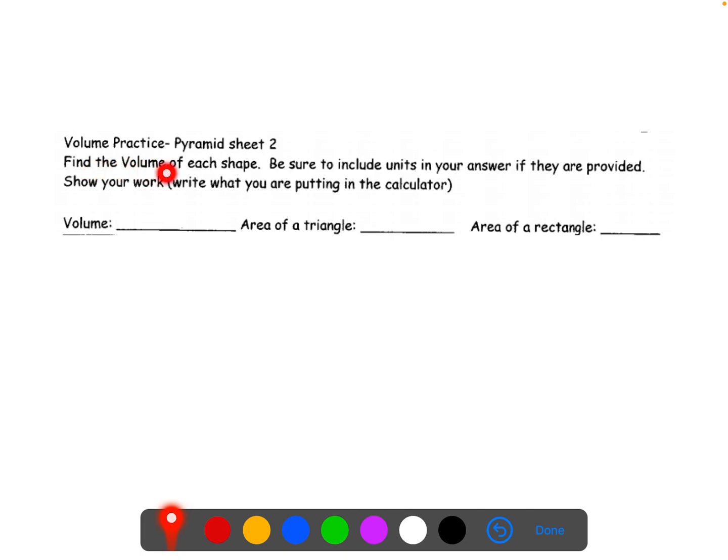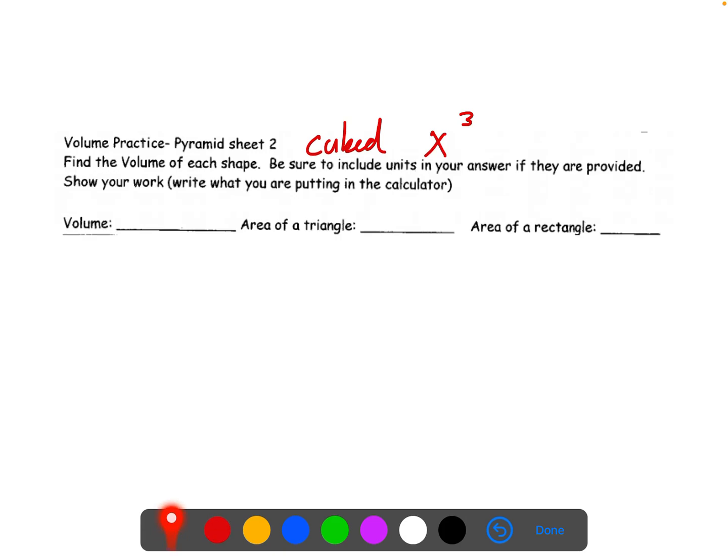So to find the volume of each shape, be sure to include units in your answer if they're provided. Remember, units of volume are always cubed units, and we show that with a 3 up there above our answer. Now to show your work, write what you are putting in the calculator. So show what you're calculating, please.